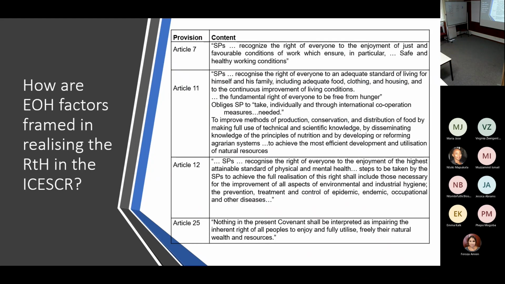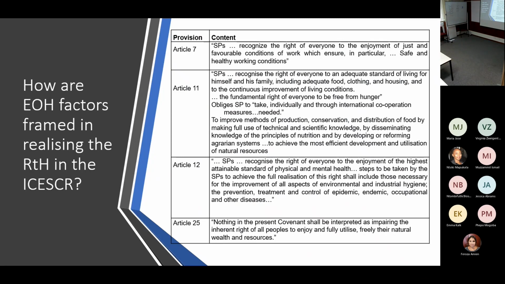Article 11 talks about the right of everyone to an adequate standard of living for himself and their family, including adequate food, clothing, housing, and the continuous improvement of living conditions. This is also where the determinants of health are being covered. And also to improve the production, conservation, and distribution of food by making full use of technical and scientific knowledge, by disseminating knowledge of the principles of nutrition, by developing or reforming agrarian systems, and to achieve the most efficient development and utilization of natural resources.